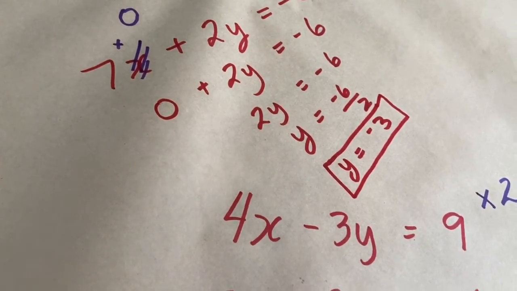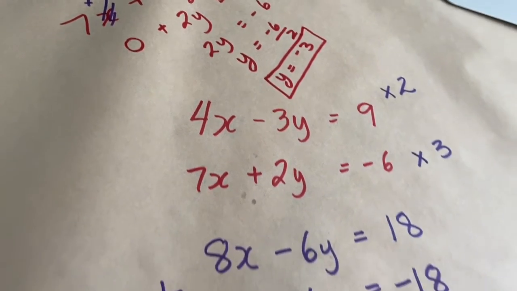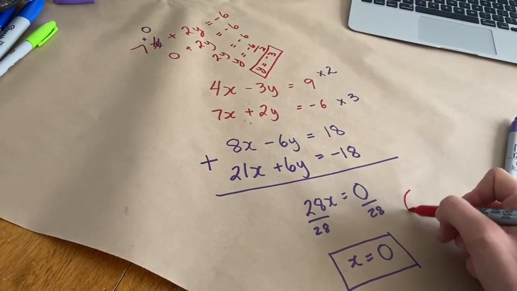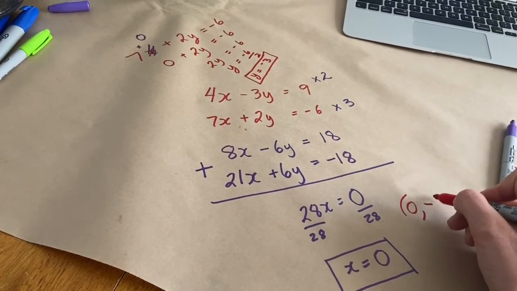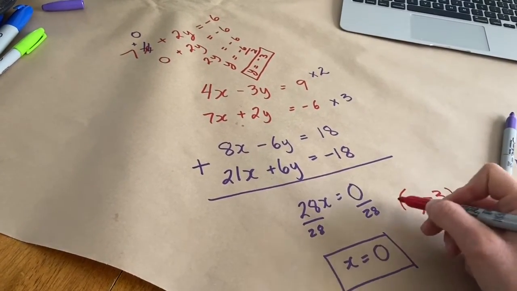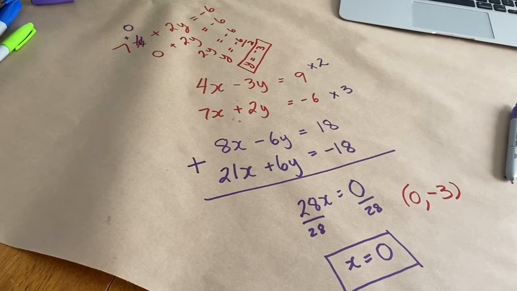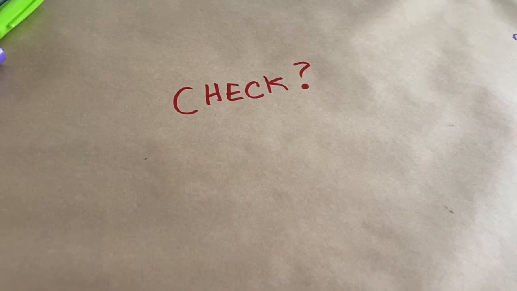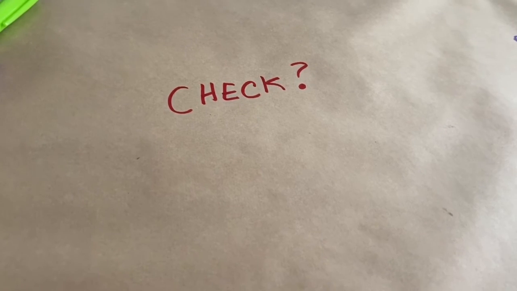And I think that's what we saw in Desmos. We saw that the intersection point should be 0, negative 3. The x is 0, the y is negative 3. So that means we haven't made any mistake. So how could I check my work if I didn't have Desmos? There must be a way.